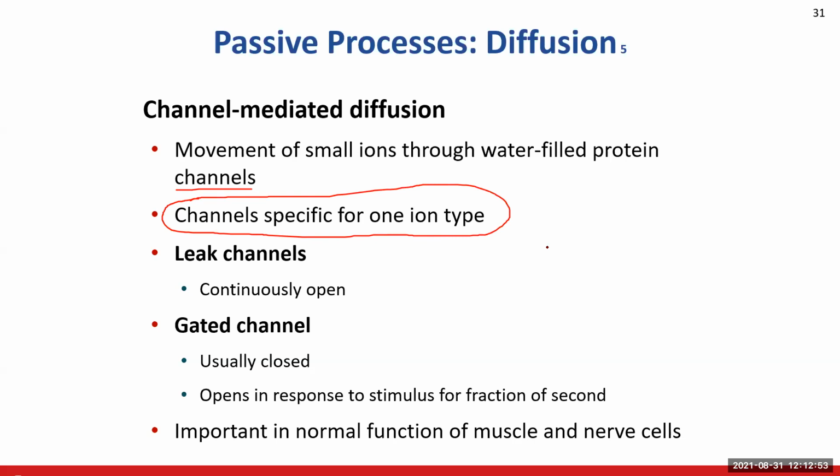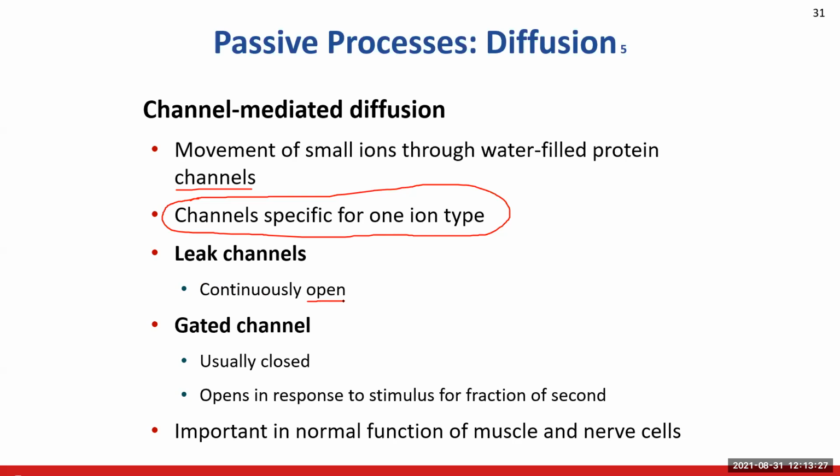So when we talk about these special channels, we have a couple different types. We have leak channels, which are always open. Like 7-Eleven, open 24/7. These things don't close. So we call them leak channels because they allow those ions to leak across the plasma membrane, and they'll always go in the direction of the lower concentration gradient.